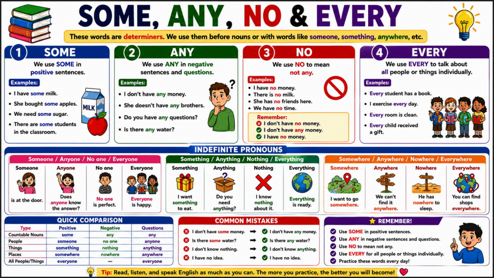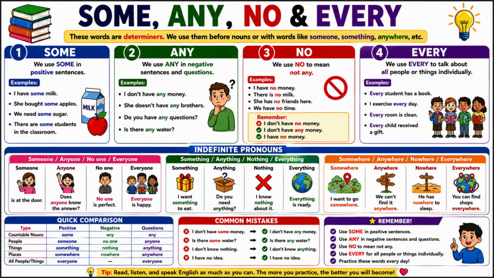In today's lesson, we're going to learn how to use some, any, no, and every in English. These words are very common in everyday conversations. They help us talk about people, things, and places in positive sentences, negative sentences, and questions. By the end of this lesson, you'll know when to use each word correctly and avoid common mistakes. So, let's begin. Some, any, no, and every.